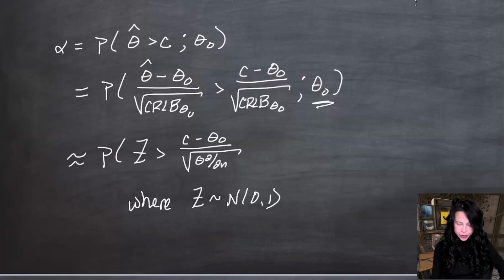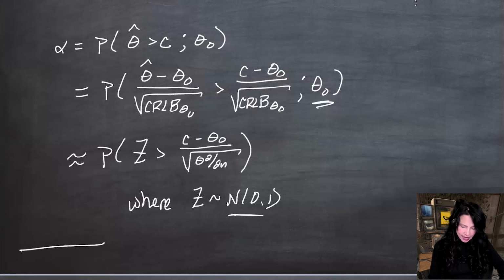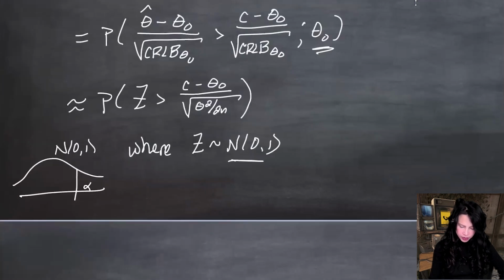And now I no longer need this because the distribution does not depend on that parameter. And so looking at a standard normal, a z-curve, I want to be above a number with probability alpha, and we call that critical value lowercase z sub alpha.